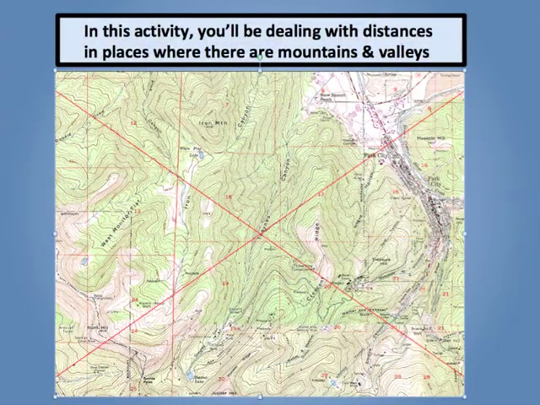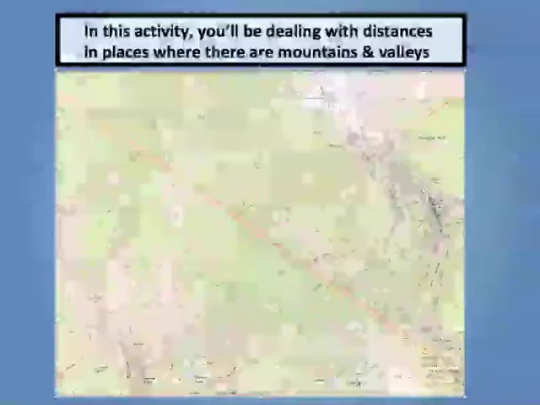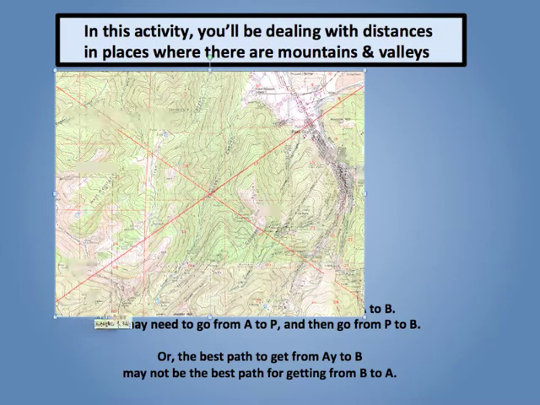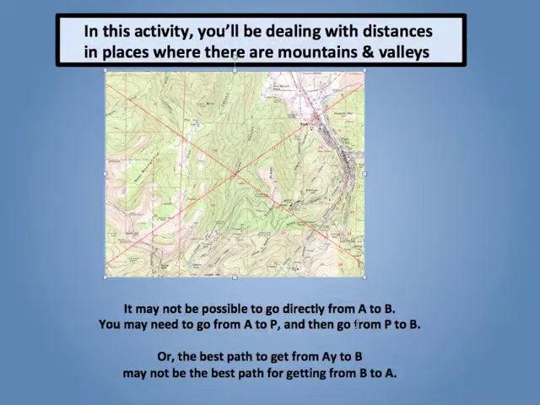In this activity, you'll be dealing with situations where there are mountains and valleys. For example, here is a topographic map of the ski resort at Park City, Utah. In this map, notice that it may not be possible to go directly from A to B. You may need to go from A to some point P and then go from P to B, or the best path to get from A to B may not be the best path for getting from B to A.